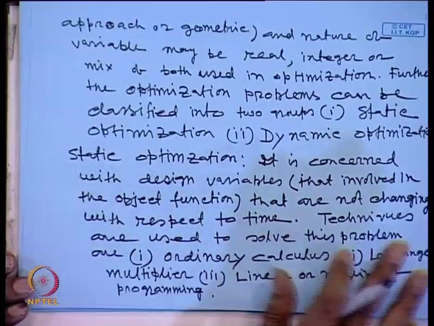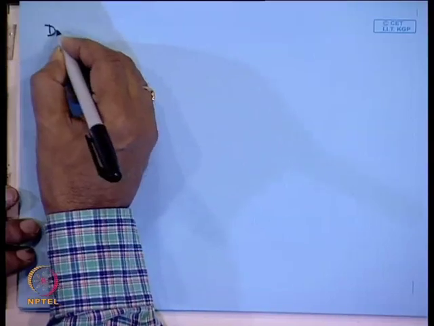So, this is static optimization. You can say static optimization is concerned with the design variables associated with the objective function, and those variables do not change with time. That is called a static optimization problem, and it can be solved using techniques such as ordinary differential calculus. If you know ordinary calculus, you can solve it, or by using the Lagrange multiplier, or linear or nonlinear programming techniques. Similarly to static optimization, we have dynamic optimization problems.